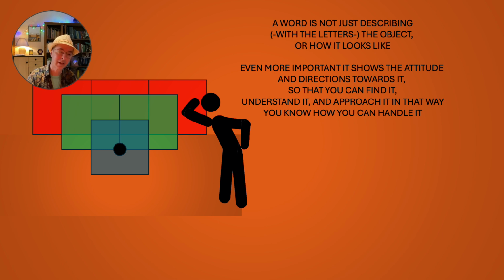But it should be clear that any word that we use in any language is also not really describing the object itself, the physical object itself, how it looks. It's much more that we use words as an attitude, and it shows us the directions: how we can find it, how we can understand it, and how we should approach it so that we can handle it appropriately, in a proper way, so that we can also understand what it is about. And the word ba is a very good example for that.